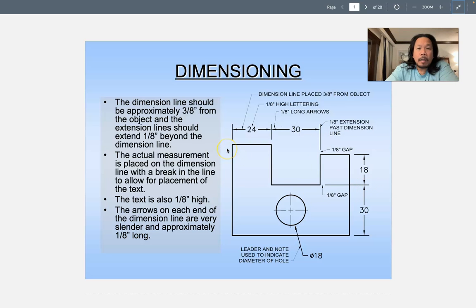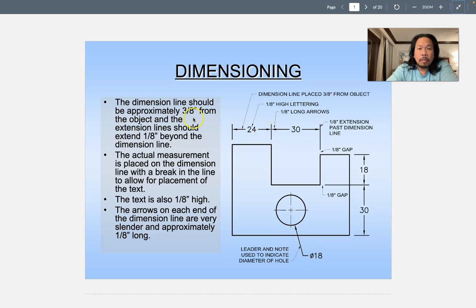And then the other line that we're using for dimensioning are called dimension lines, and dimension lines start or terminate with an arrow. So there's an arrow right here, and then there's another arrowhead right here. So these are dimension lines. And then a third type of line would be a leader line, and a leader line is just a dimension line for circles and for arcs.